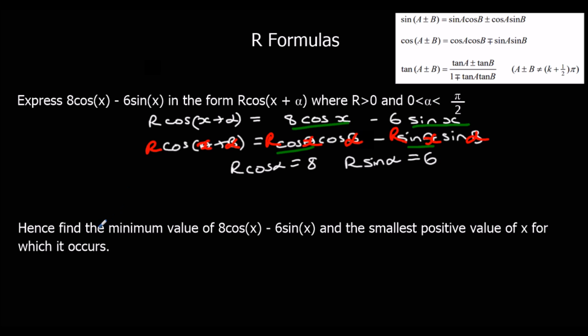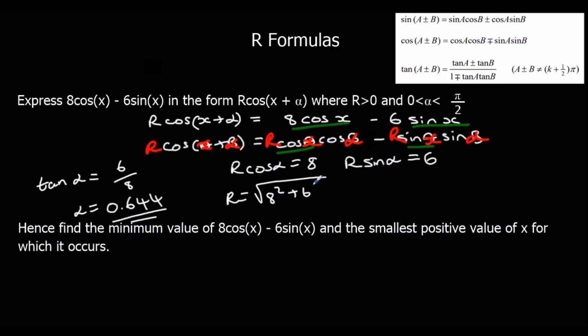To find alpha, we're going to do sine over cos. So tan alpha is 6/8. We're going to shift tan 6/8. So alpha equals 0.644 to 3 significant figures. To find R, we're going to do Pythagoras. So the square root of 8 squared plus 6 squared, which is 10. So we have 10 cos x plus 0.644.